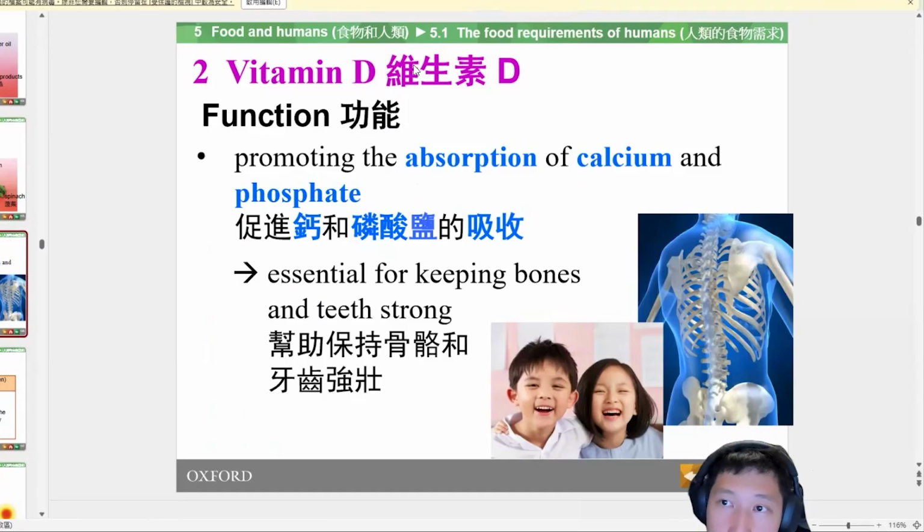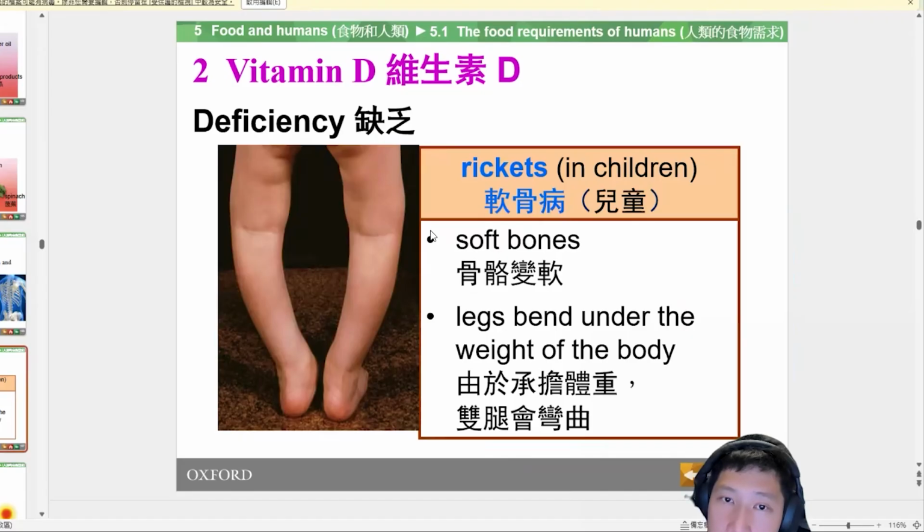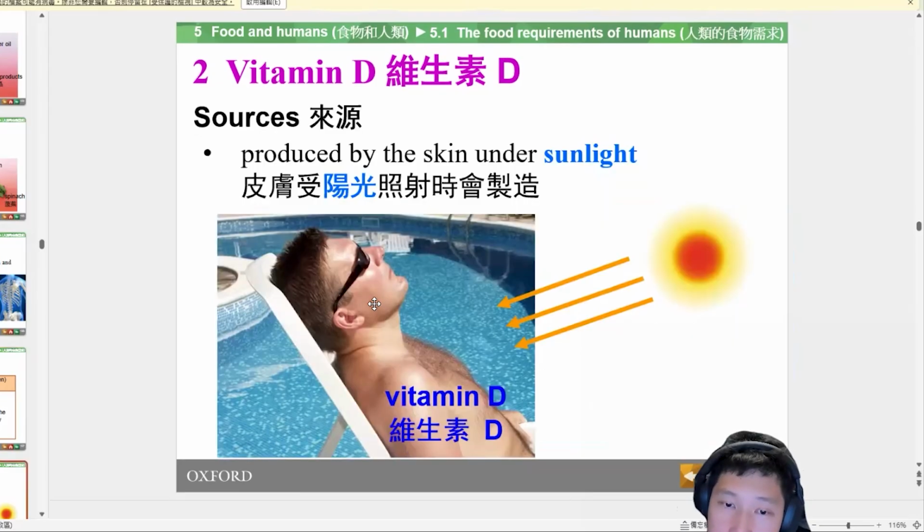Then we have another one, which we call vitamin D. Vitamin D is a vitamin that promotes the absorption of calcium and also phosphate. So it is essential for keeping bones and teeth strong. The same thing again, vitamin D has similar functions to calcium. So if we do not have enough vitamin D, it will give us a big problem. It is rickets. We will find soft bones and the legs will bend under the weight of the body.